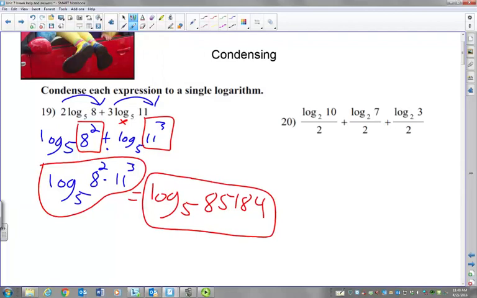Okay, so now this one looks a little bit trickier, but it's not. So number 20, a half is actually in front of the log base 2 of 10. And so to start condensing it, we'd first write it as a half log base 2 of 10 plus, because what this actually is, is 1 over 2. So it's actually a half when you divide by 2 like that. So then 1/2 log base 2 of 7 plus 1/2 log base 2 of 3.